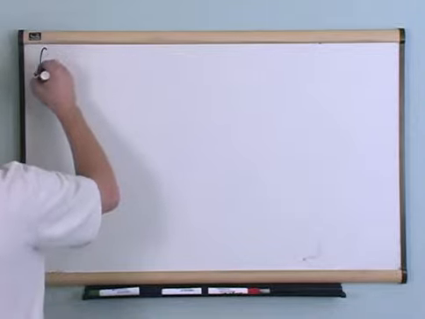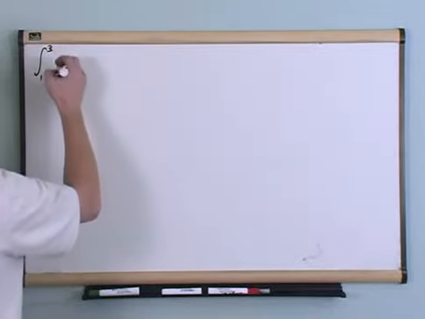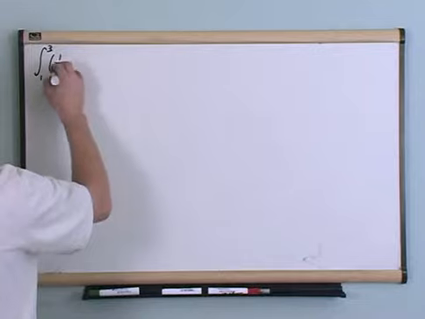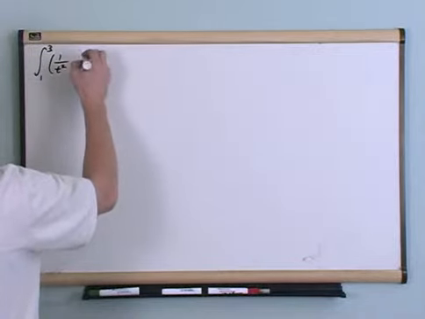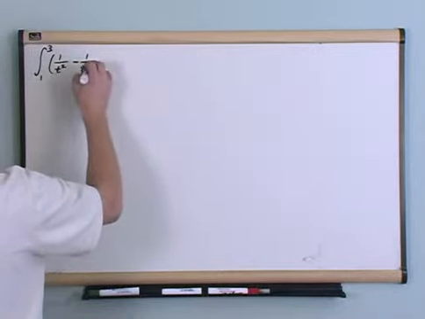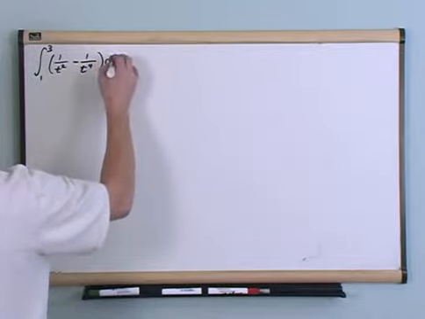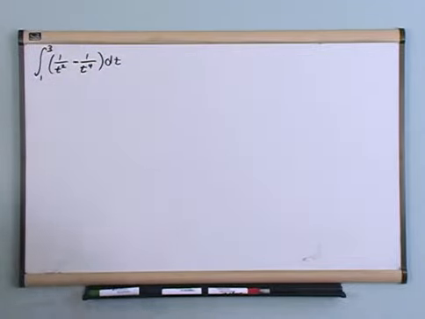So here you have the integral from 1 to 3 of 1 over t squared minus 1 over t to the 4th power dt. Now, the fact that it's t and dt doesn't really matter in the end. It's all going to be the same. Treat it the same way that we've been treating it.